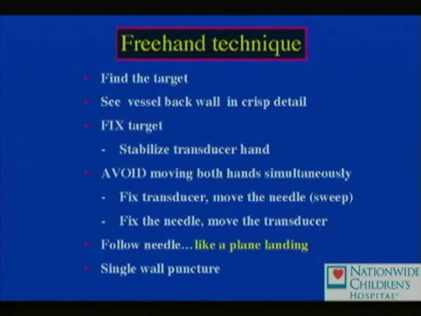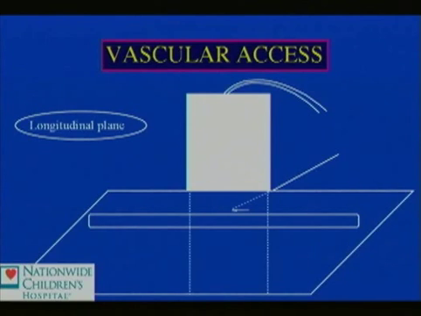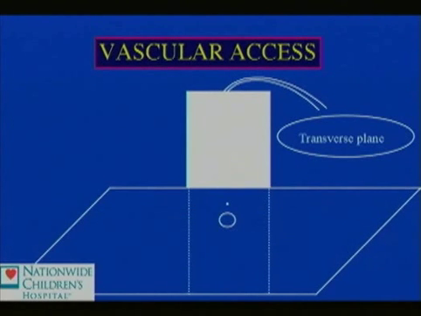Then we follow the needle tip, and again, always follow the bevel and the needle tip, just like a plane landing in a nice oblique plane coming down to the superficial wall, and then with a smooth puncture, a single wall puncture technique. There are 2 different planes in which we provide vascular access. The majority of the time it is in the longitudinal plane, or the long axis plane, where we see the tip of the needle superficial to the vessel wall and then centrally located within the lumen, always looking for the comet tail artifact at the tip of the needle, whether superficial or within the vascular lumen.